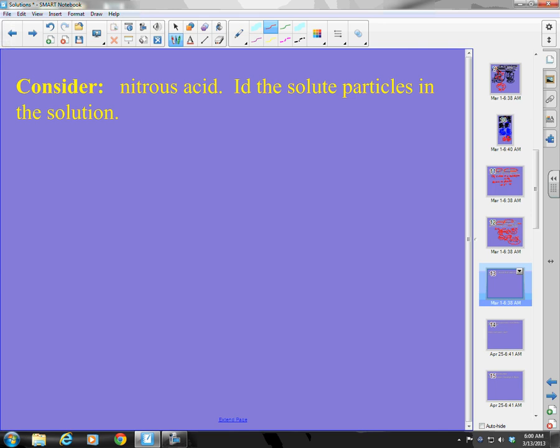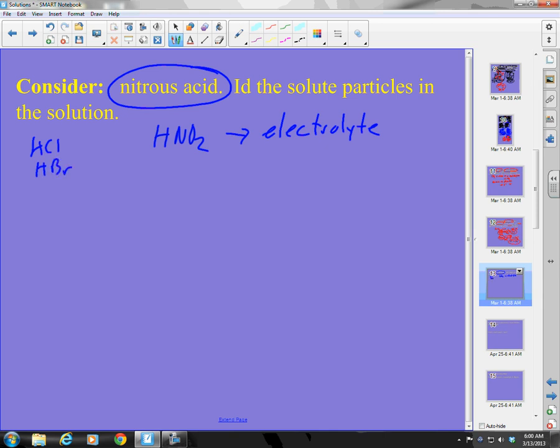All right. What do you have to do here? First thing is we need to identify nitrous acid, HNO2. Good. Is that an electrolyte or a non-electrolyte? Well, it's an acid, so that means it's an electrolyte. Now we have to figure out, is it strong or weak? Well, what were my strongs? My strongs were HCl, HBr, HI, HNO3.